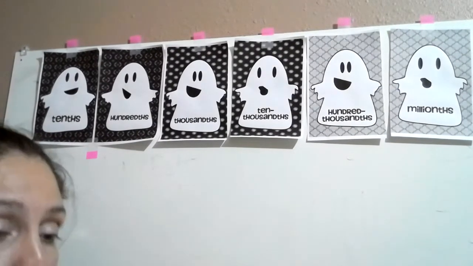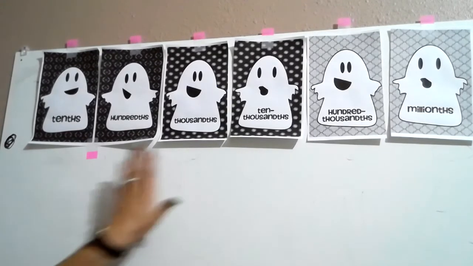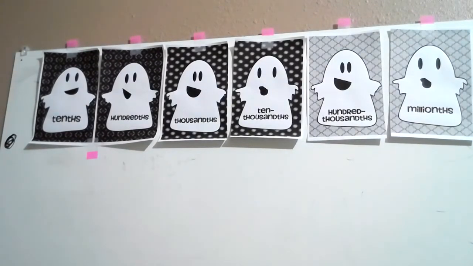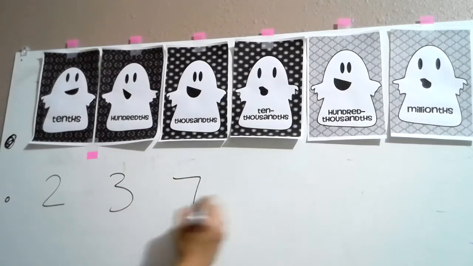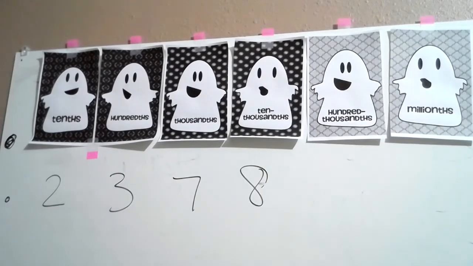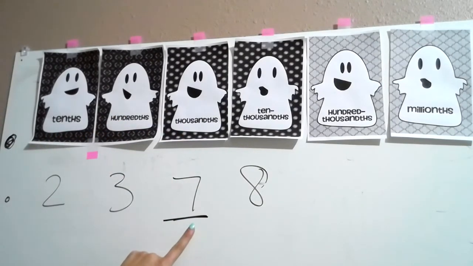Okay, so what's going to happen is I'm going to show you a ghost, and you are going to keep in mind where that number goes. So for example, I'm going to show you a number. Maybe I show you 0.2378, and I underline a number, and I ask you, what place value did I underline? Well, that's tenths, hundredths, thousandths. I underline the thousandths place.